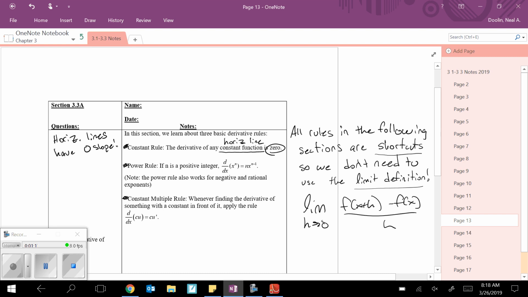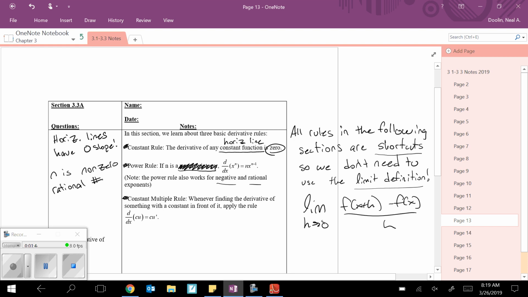Our next one is called the power rule, and it works with almost any exponent. So first I said positive integer here, and then I said also works for negative and rational. A better way to describe this would be if n, how about let's just stick it over here. n is a non-zero, so positive or negative, rational number. So you can express it as a fraction.